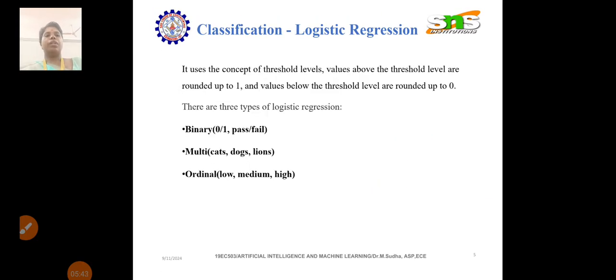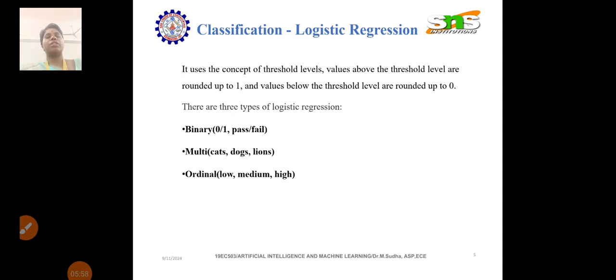It uses the concept of threshold levels. Values above the threshold level are rounded up to 1, and values below the threshold level are rounded down to 0. There are three types of logistic regression.